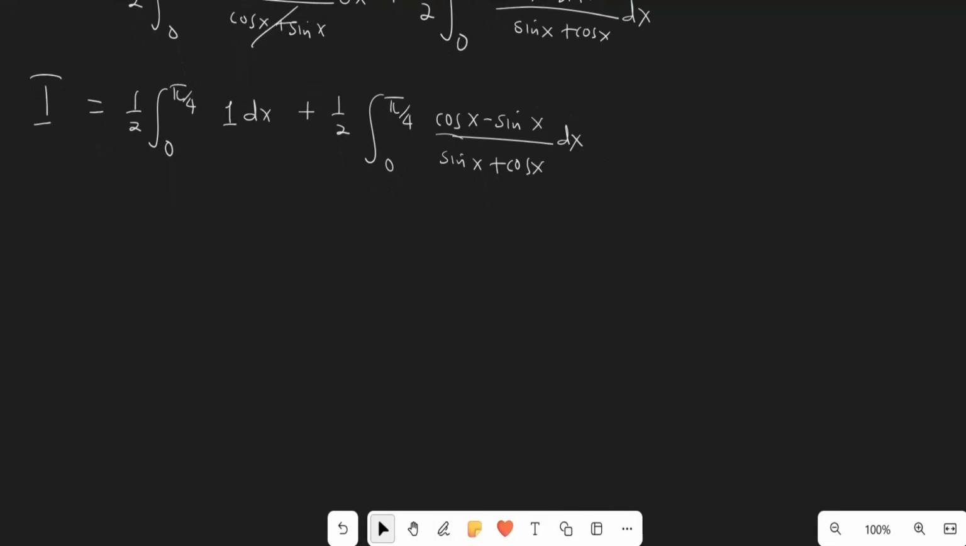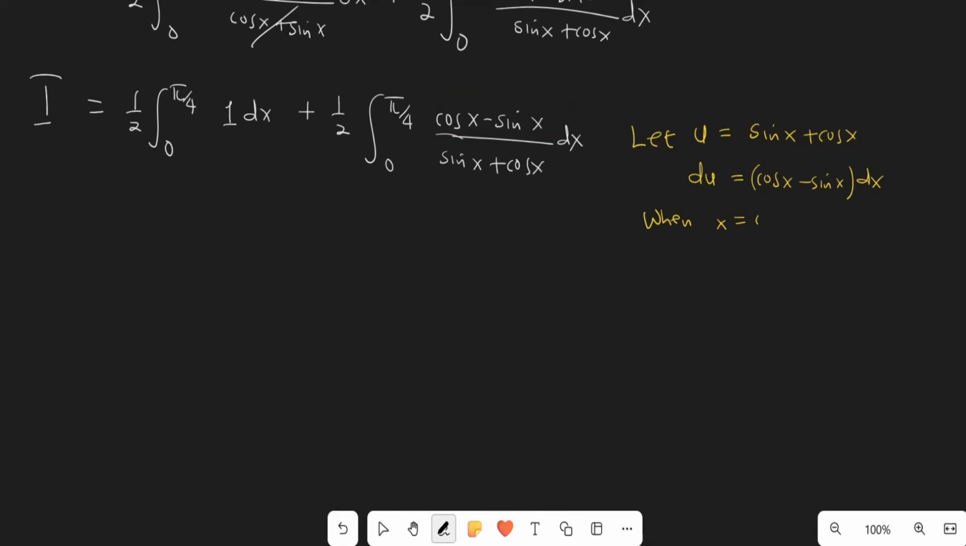For the second one, we are going to do a u substitution. I'm going to let u be equal to the denominator, which is the sine of x plus the cosine of x. When I do that, du is going to be equal to, differentiating this, the cosine of x minus the sine of x dx. So in place of this, I'm going to replace that with du. Right, so let's look at the change in limits.